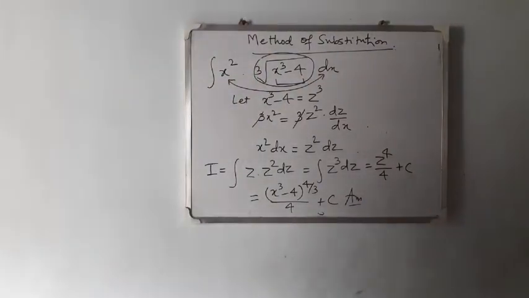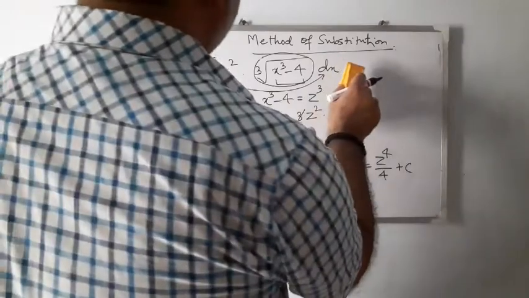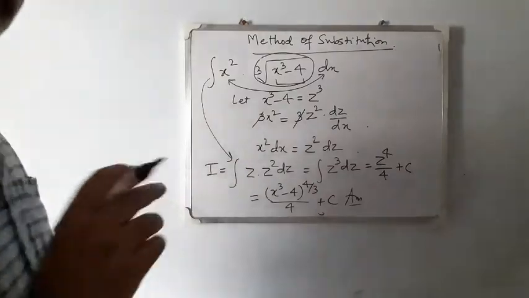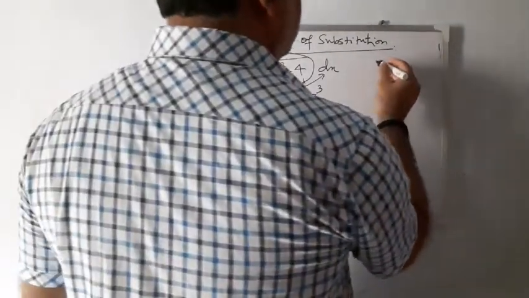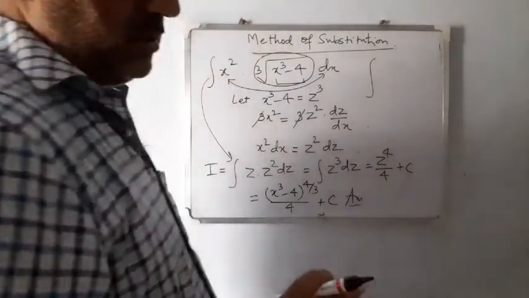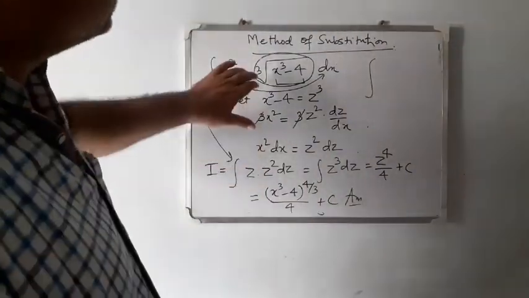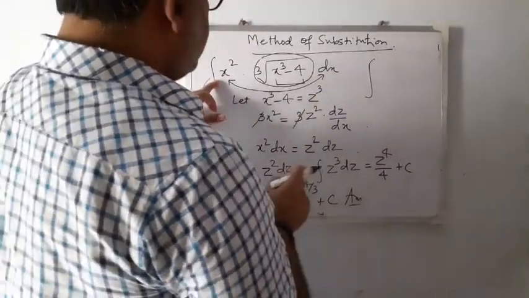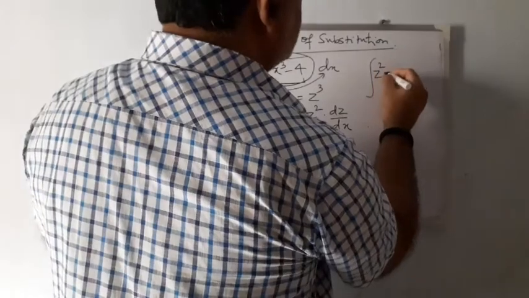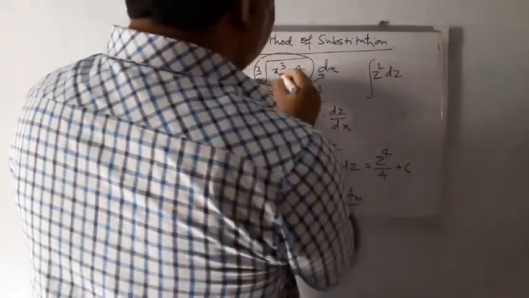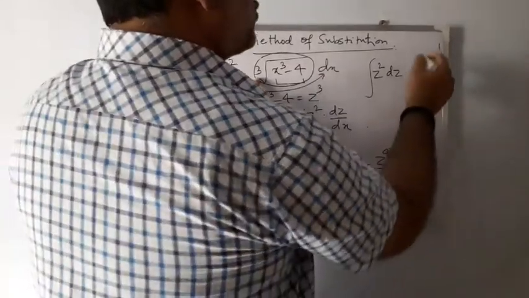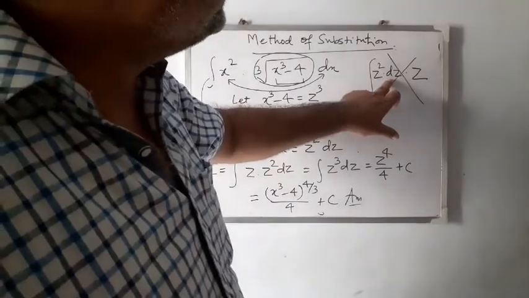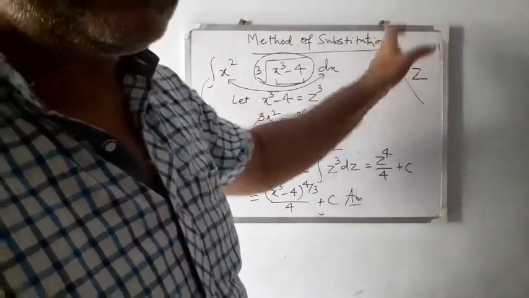One more thing you must keep in mind, boys, that while reducing this integration from x in terms of z, never write dz at first. Some students may write this conversion as, for x square dx, they have written z square dz, like this, and then they have written z. Now this is a wrong way of representation. Do not do this. Never write dz first. dz should be written at last.